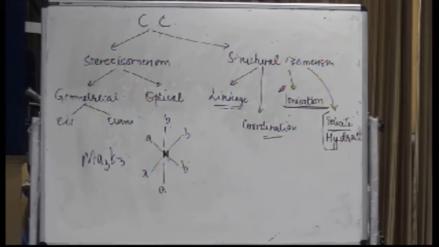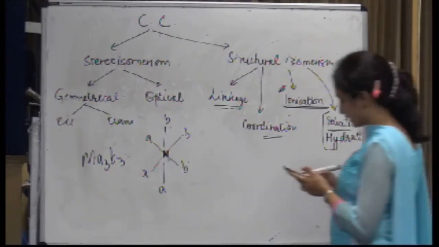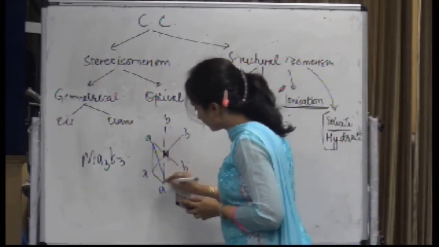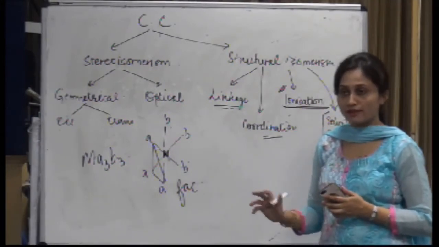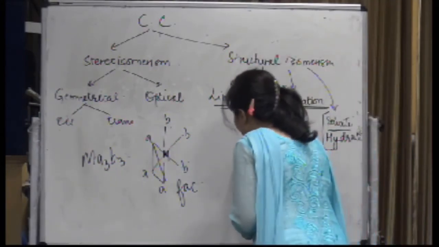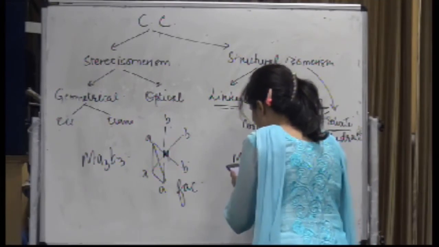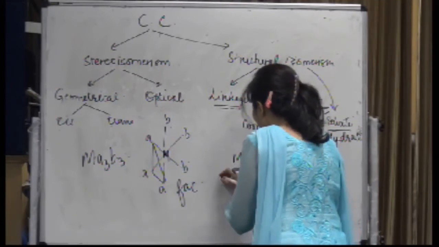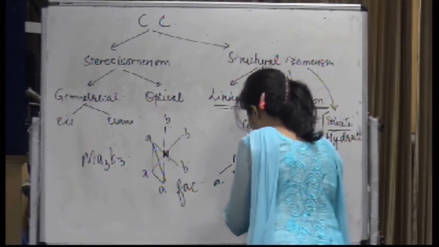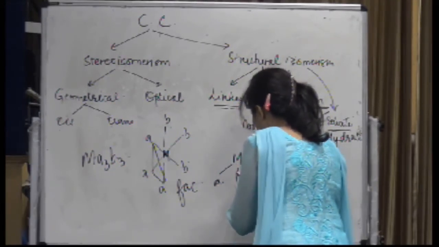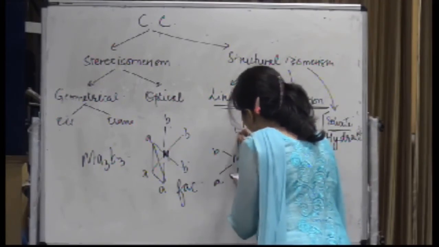So in this case, I'm just looking up for an example. I'll just put it for you. If three are on the same side, then you call them facial. This is like the FAC isomer, facial isomer. Alright? And if you have them on an opposite side such that you have A here and another A here, B and B.